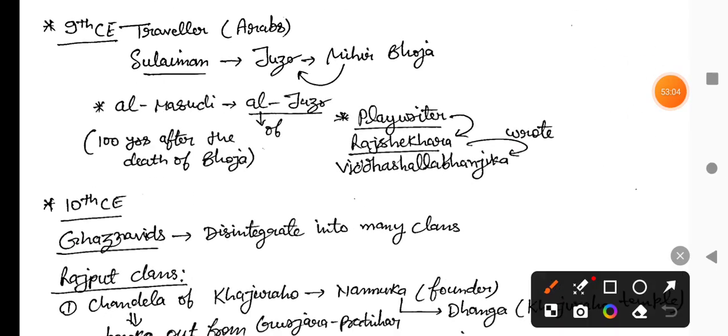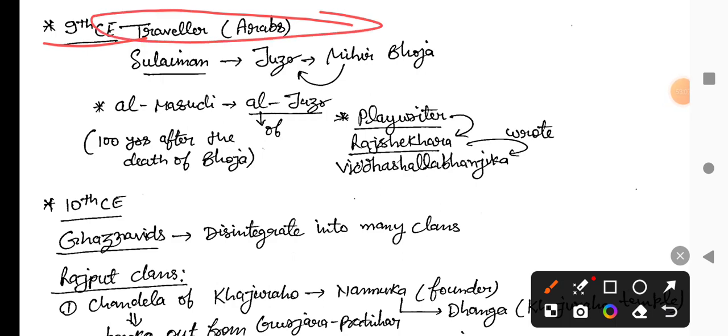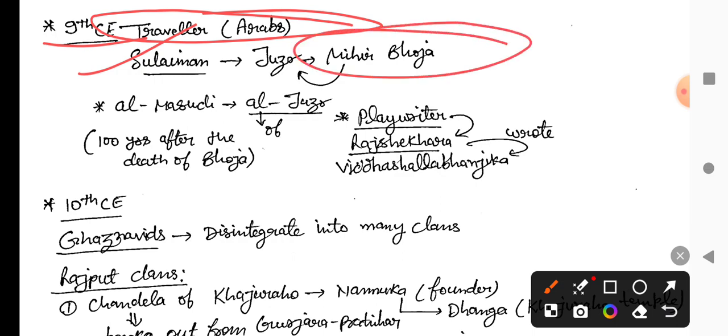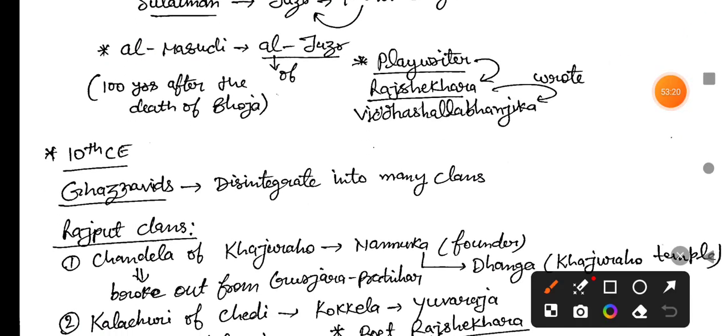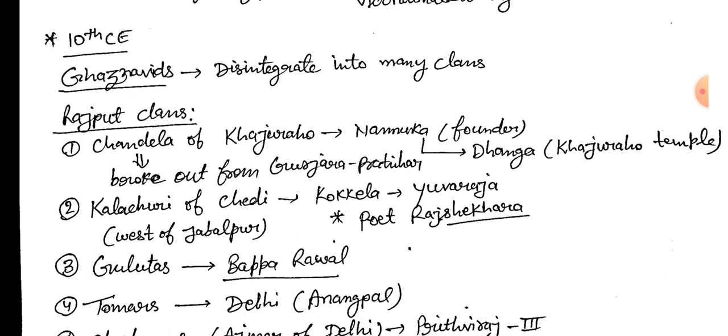In the 9th century CE, Arab travelers came to India, that means Suleiman, and he wrote about Mihir Bhoj. Al-Masudi also came to India, about 100 years after the death of Bhoj, and he wrote Al-Juzar about Mihir Bhoj. The playwright Rajasekhara also wrote Vidhasala Bhanjika about Mihir Bhoj.